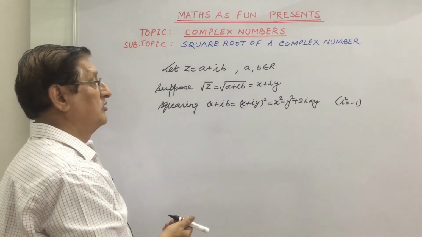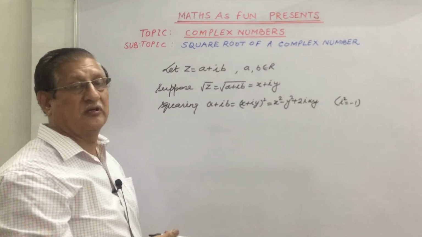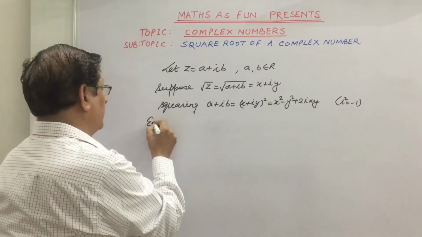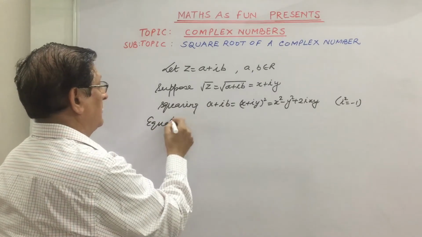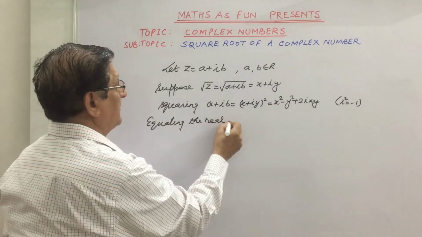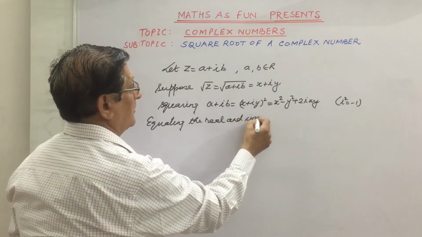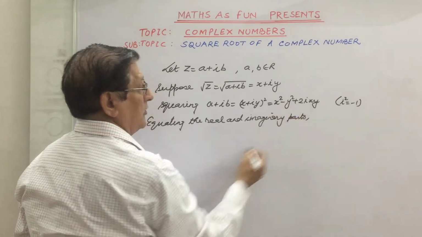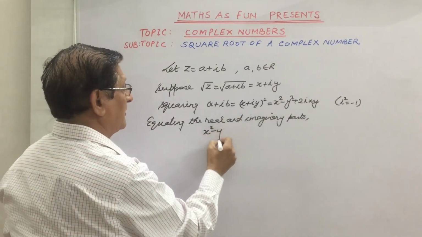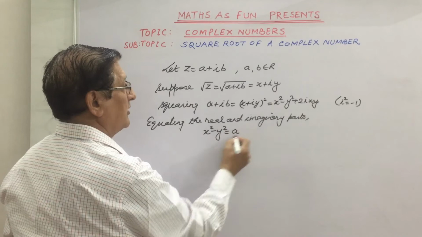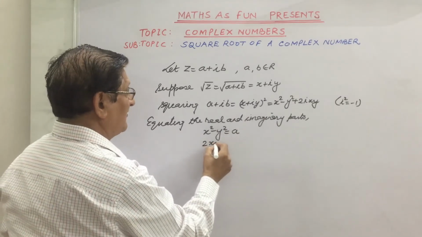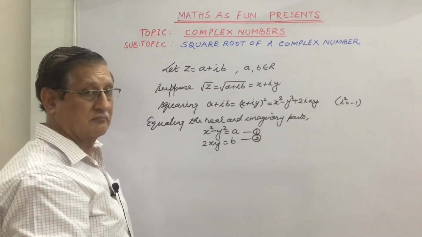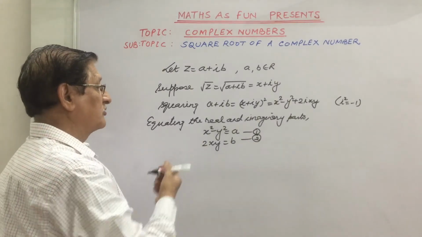Now we also know that two complex numbers are equal if their real and imaginary parts are separately equal. So equating the real and imaginary parts, we will get x square minus y square is equal to a and 2xy is equal to b. This is suppose equation number 1, this is 2. We can solve them to find out the values of x and y.